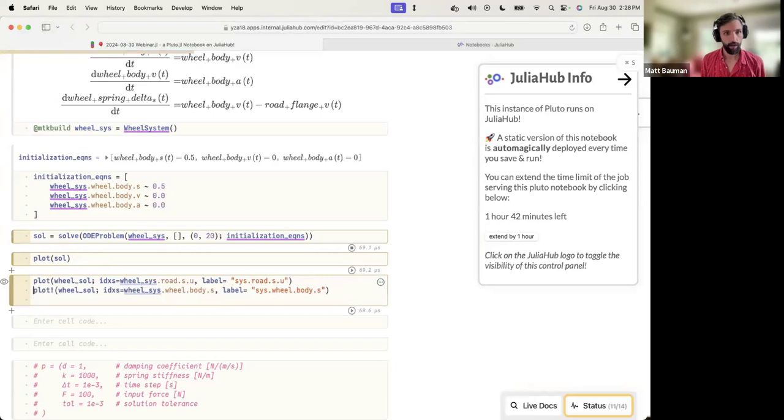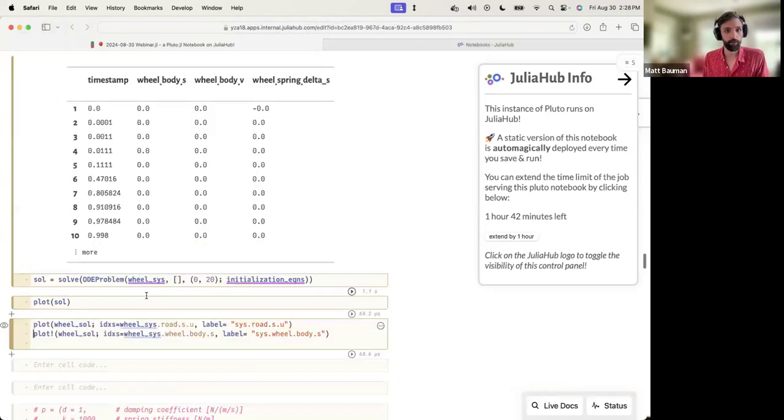So plot these, and again, you dig into the wheel system, and you can find a particular index to plot. So here we have our solution.